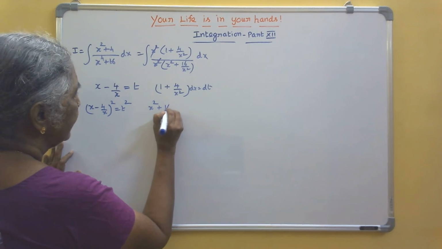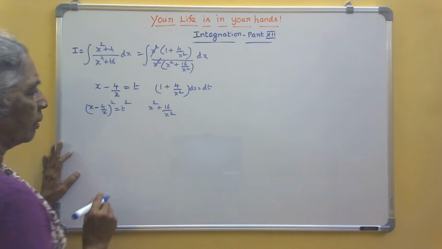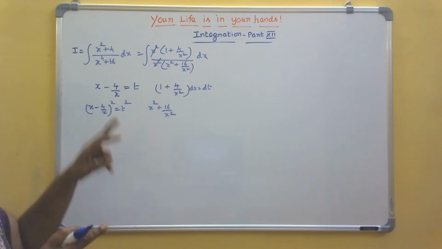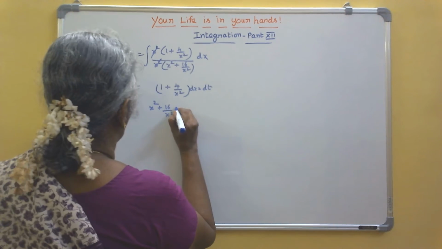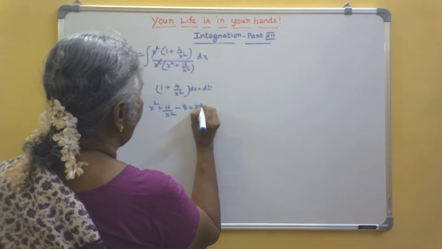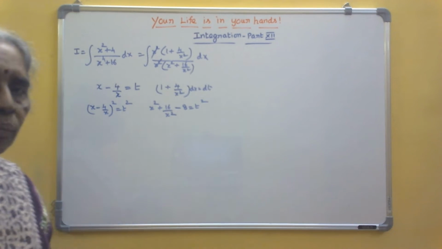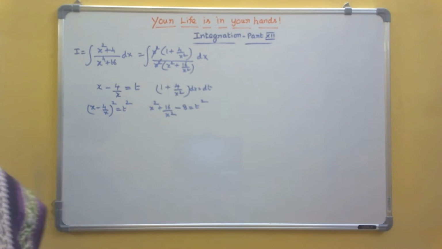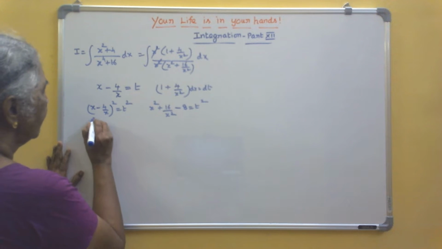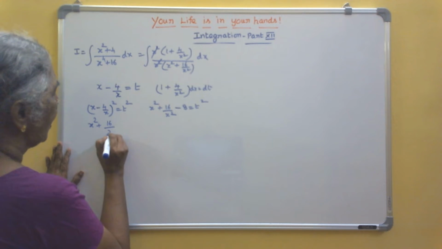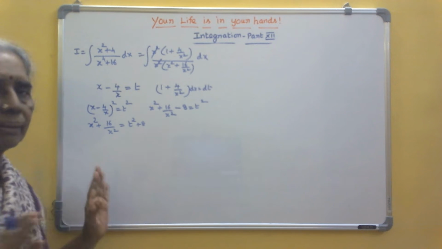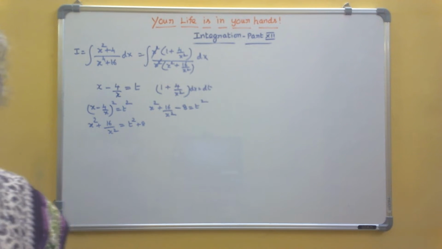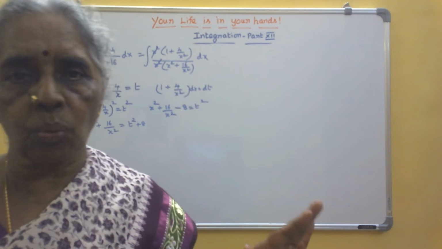x squared plus 16 by x squared. Now the 2ab term, 2 into x into 4 by x, the x and x will go. You will get minus 8. You won't get 2 now, you will get 8. That is equal to t squared. So you will get x squared plus 16 by x squared, that is the denominator, t squared plus 8. Is it clear? These are all the changes we are getting here because there is no 1 here.